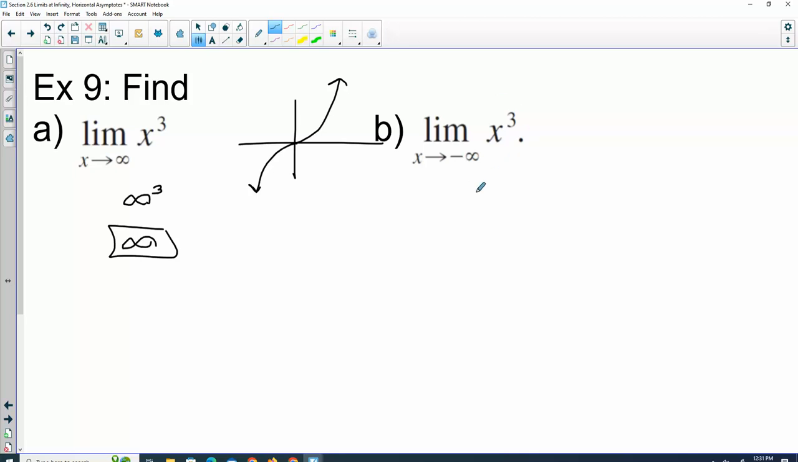The next one: if you put in a negative, if you cube a really big number, it's still a really big number, but if you take a negative to the third, it is a very little bitty number. It's going to negative infinity, and we could again get that from the graph. So if you're just taking infinity to a power, it's still infinity.